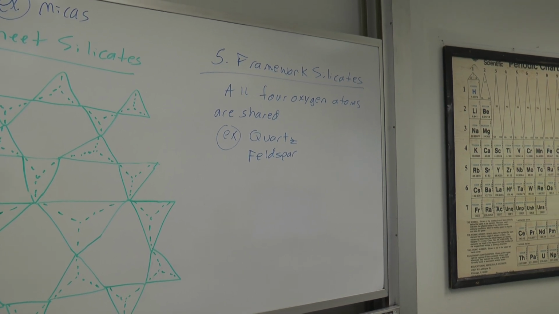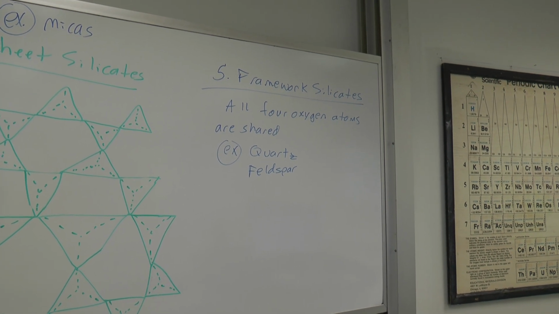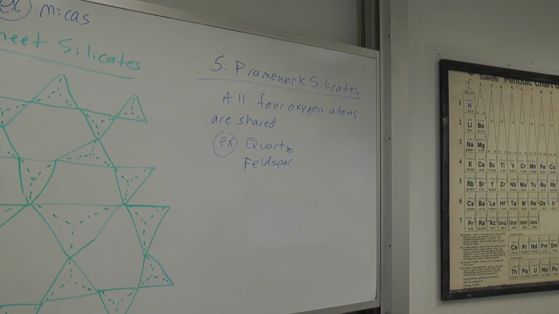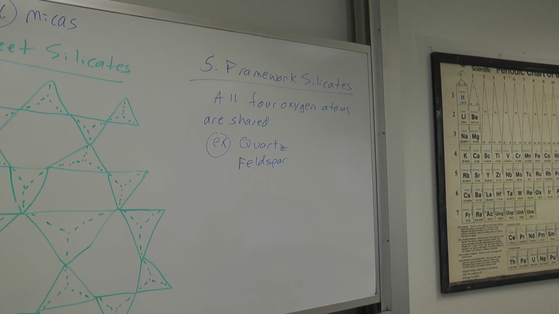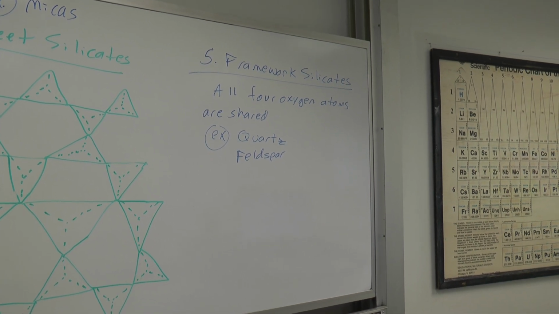The important thing here for your exam would be to know a couple of examples of framework silicates. And the best examples would be quartz and feldspar, which are also two dominant minerals in the continental crust.